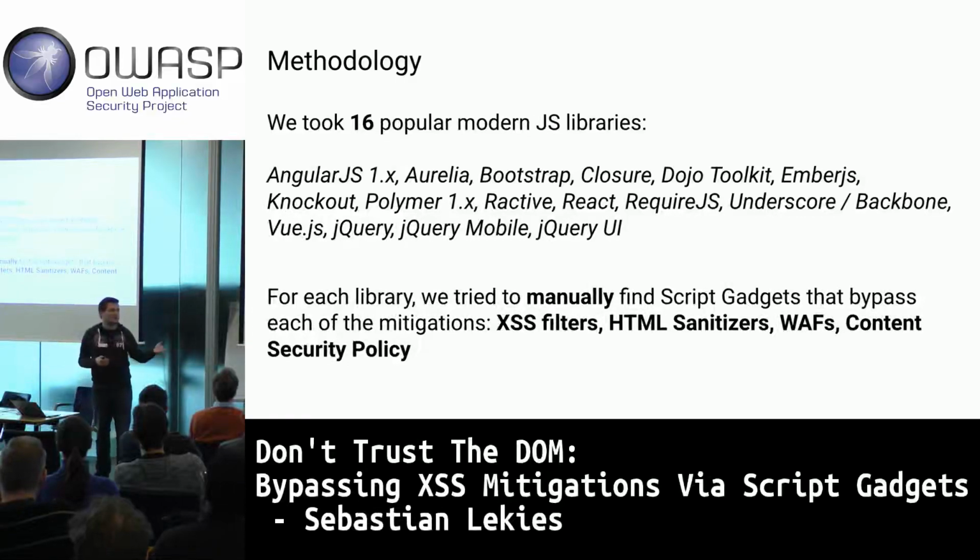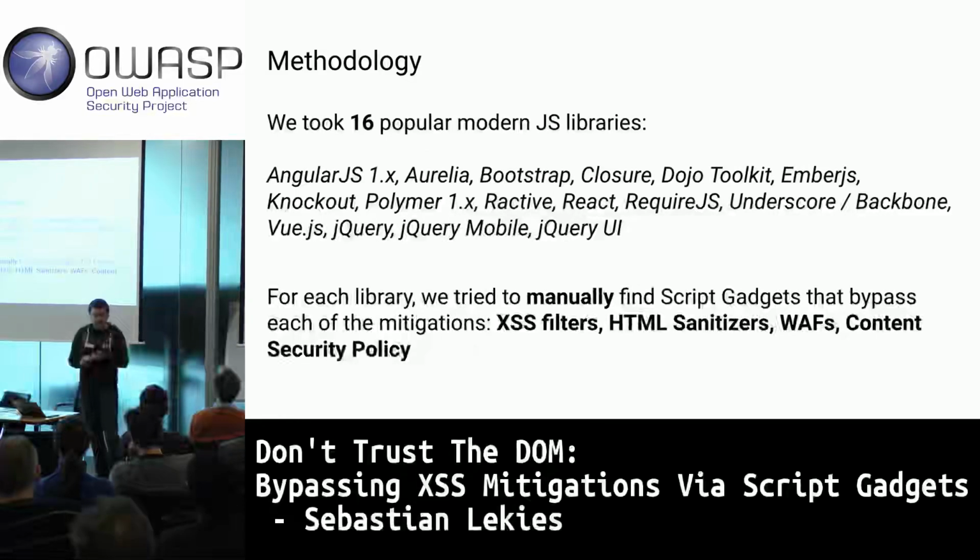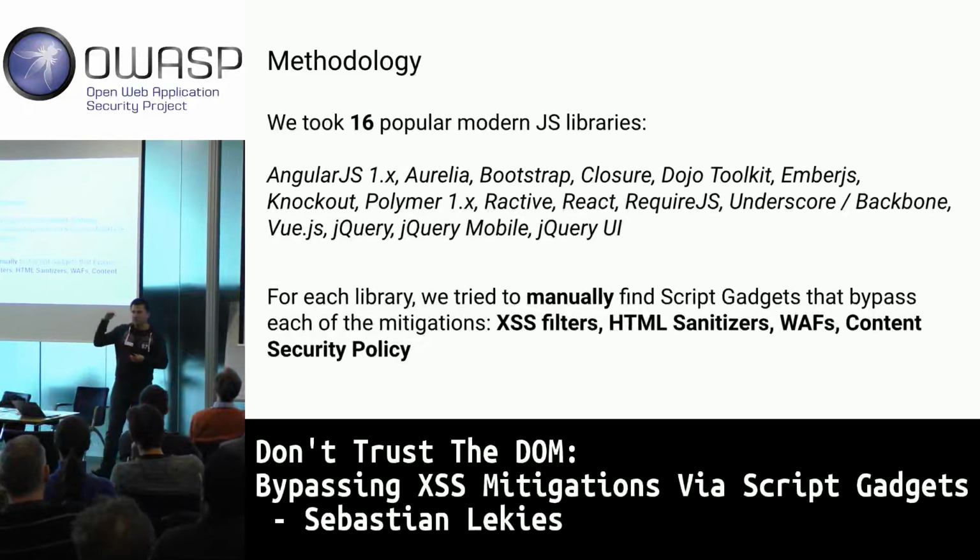So we just went to GitHub, we searched for all the libraries that had the most stars and forks and so on, and compiled this list, and it contains things like Angular, Aurelia, Bootstrap, React, Closure Library, Polymer, so all the popular frameworks. And then for each framework, we tried to find a mitigation bypass for one of 4 XSS mitigations. So we looked at XSS filters, at HTML sanitizers, at web application firewalls, and at the content security policy. And in the next maybe 20 minutes, I would like to go through all of these examples and give 1 or 2 examples for each of the mitigation techniques and show how you can bypass them.